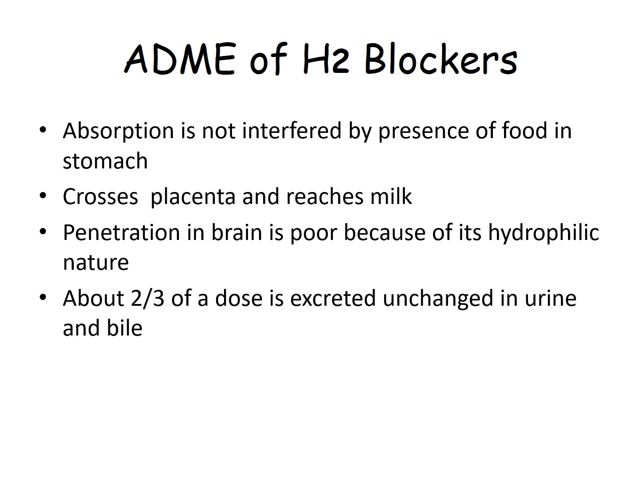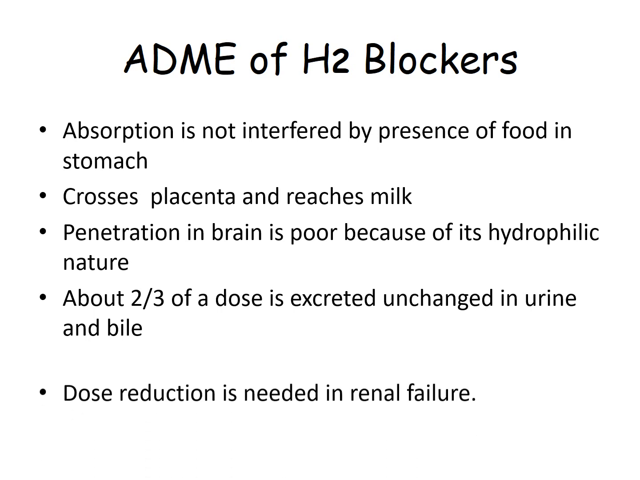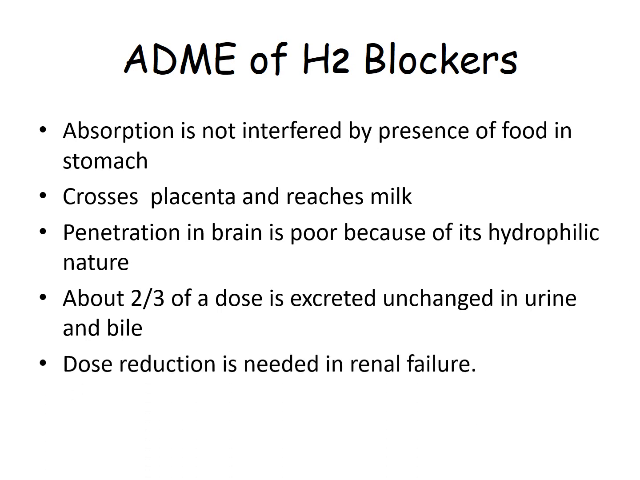About 2/3 of the drug is excreted unchanged in the urine. So only 1/3 of our drug is used in our body. The rest will be excreted unchanged in our urine and bile. And here the dose reduction is needed in renal failure. Initially, for the PPIs, I told you there is no need of dose modification in renal or liver disease or in the elderly. But here we need a dose reduction in renal failure patients.